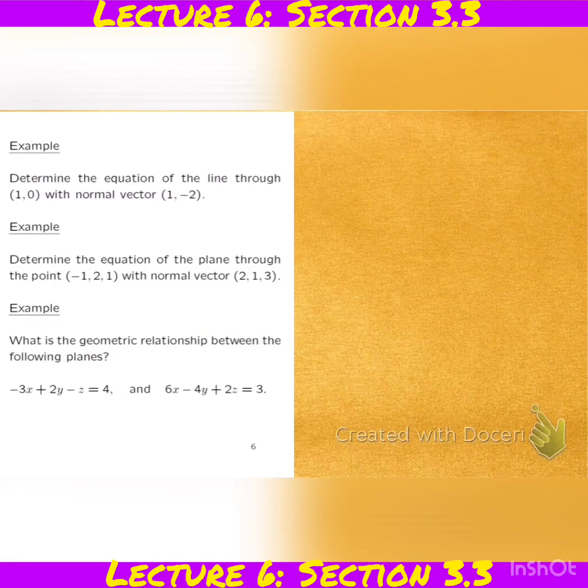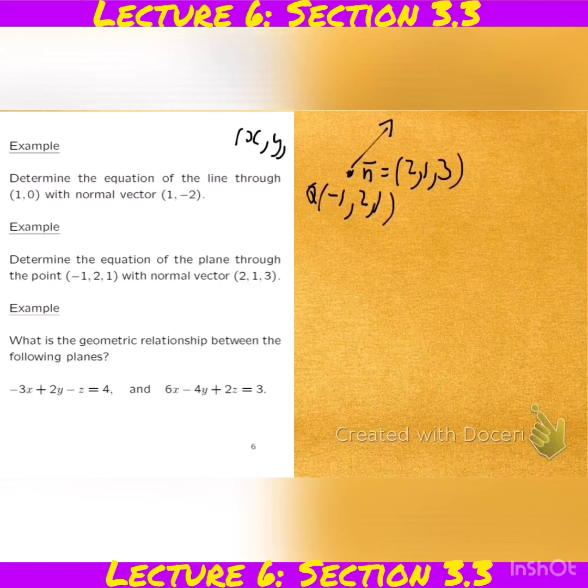So there's the point. We are again given the normal vector. That's my normal vector, the vector 2, 1, 3. Now the points on the plane through that point minus 1, 2, 1. So there we have our point Q, which is the point minus 1, 2, 1. So we want all points x, y, z. Call that point P.